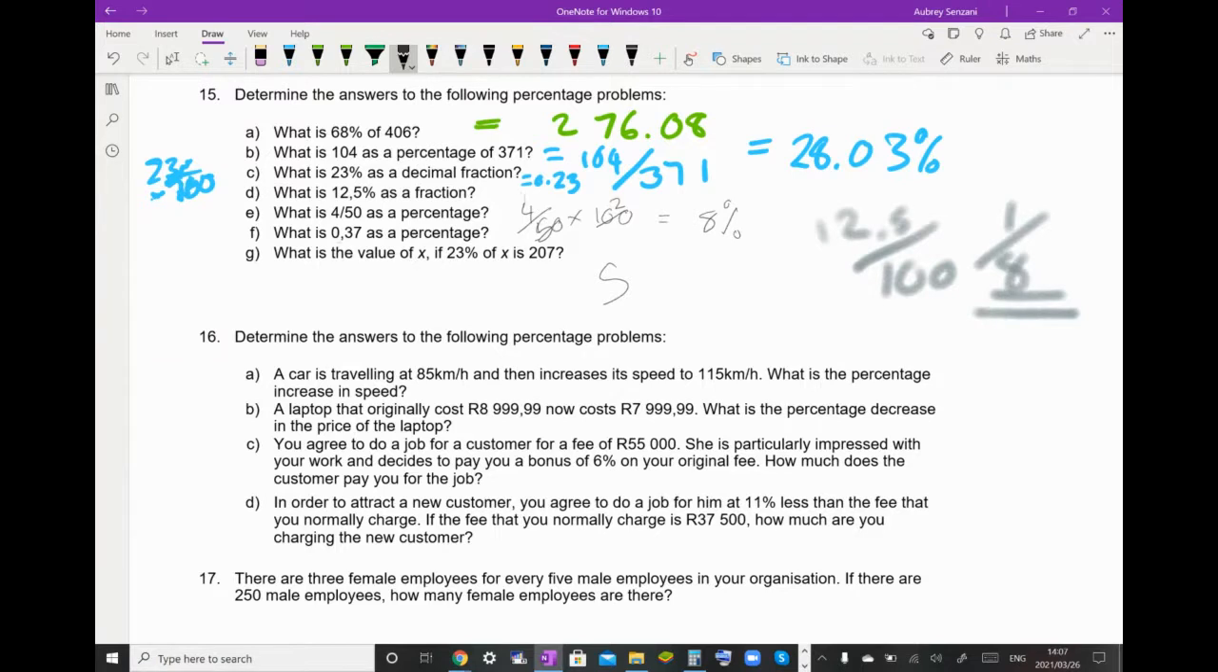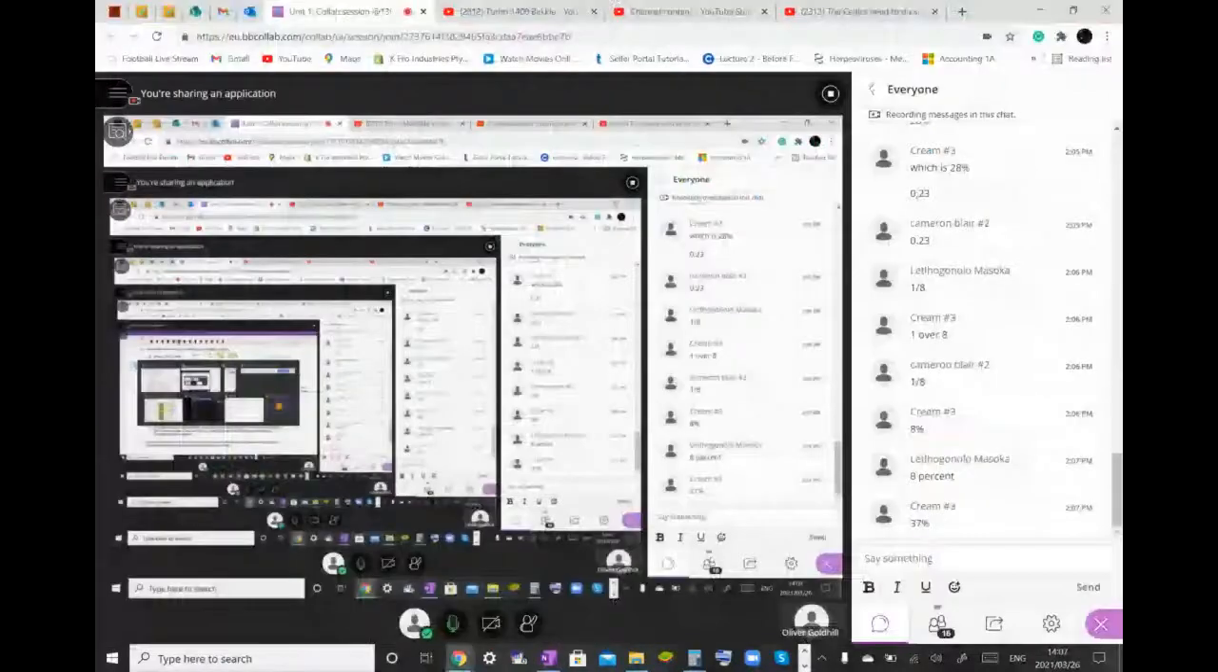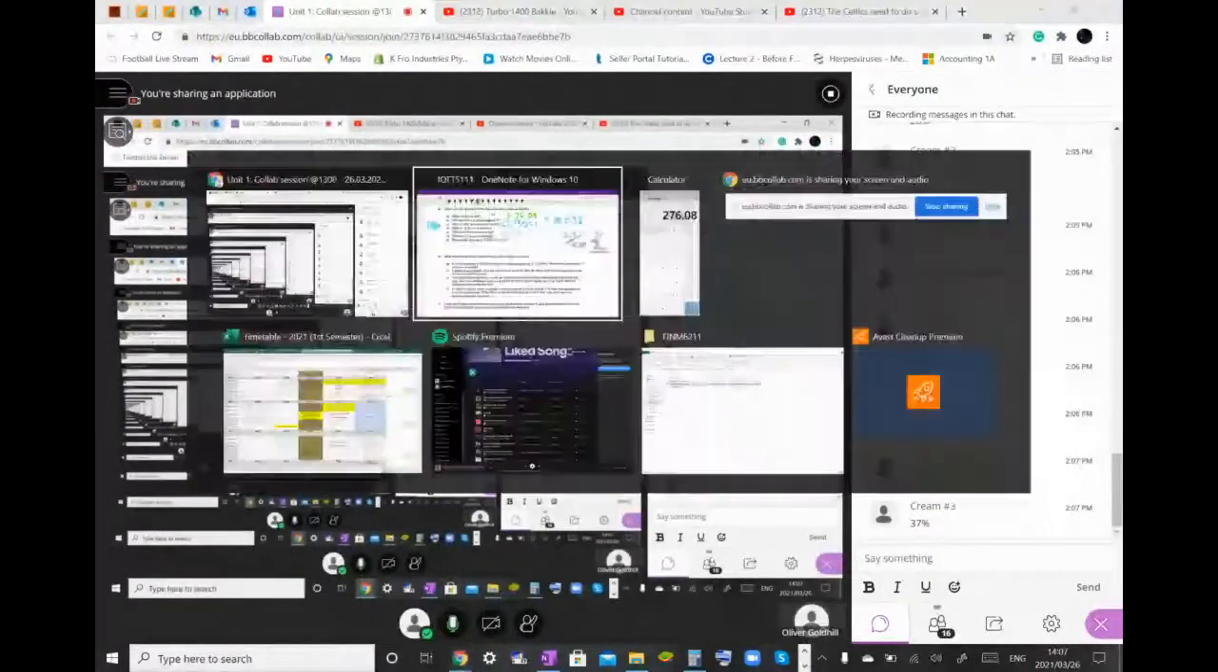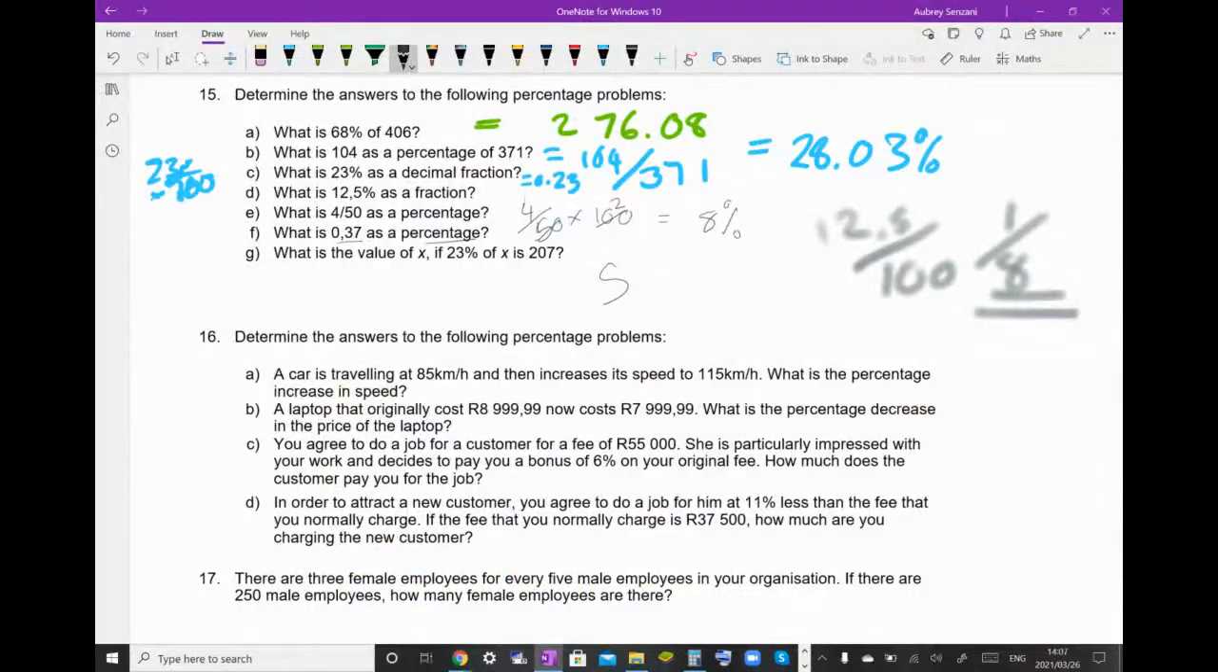Okay, and then the next one, we say 0.37 as a percentage. What is that? It's 37%. Because this is already, you can see, the same as saying out of 100, because this is tens and this is then hundreds. So it's like saying 37 divided by 100, which then gives us 37%.